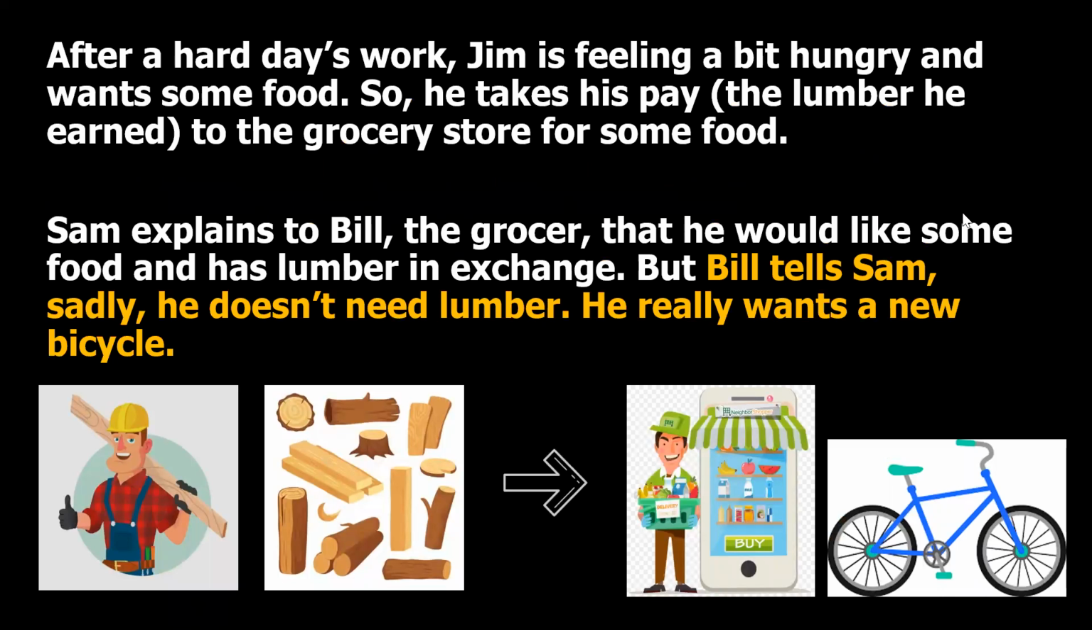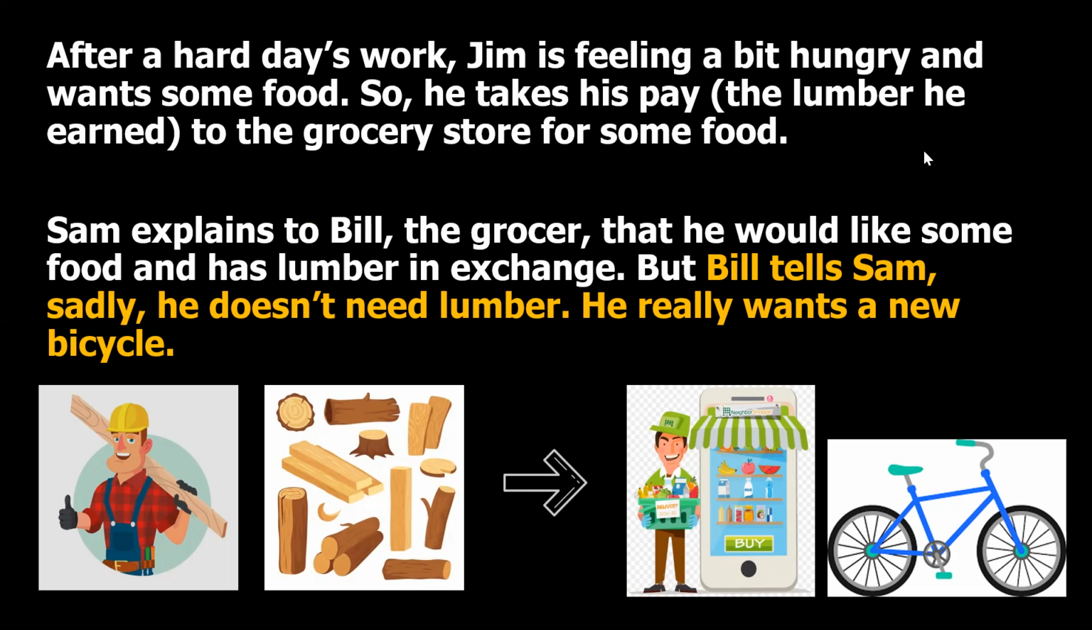However, imagine that after a hard day's work, Jim is feeling a bit hungry. He needs to eat because he just spent a lot of effort in building. So he wants some food, and he takes his pay, the lumber he earned, to the grocery store to get some food. Jim explains to Bill, the person in charge of the grocery store, that he would like some food. Like, hey, I want to get some groceries and I have wood in exchange. I can pay you with wood. But Bill tells Jim, you know, I don't need wood. What I really need is a new bicycle.